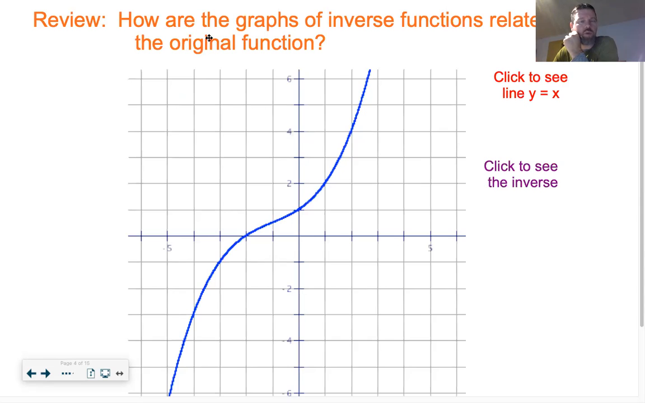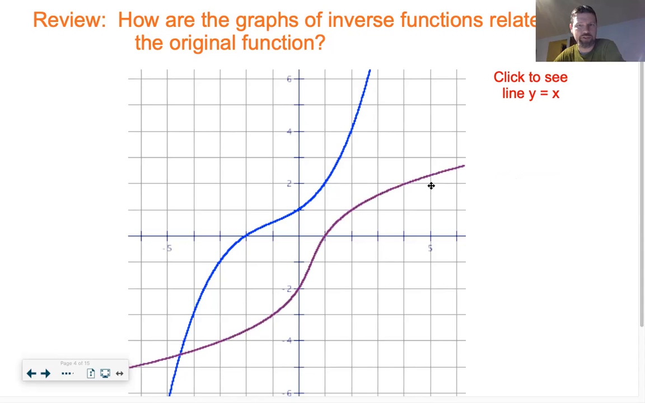One of the things we need to review is how the graphs of inverse functions are related to the original function. Here I've got some function, looks like some x cubed function right here. We are going to show what the graph of the inverse function does. You might recall that inverse functions undo each other. They're opposites, so to speak, and they have a lot of uses. Anyway, here's a graph of the inverse function. I'm also going to show you the line y equals x.